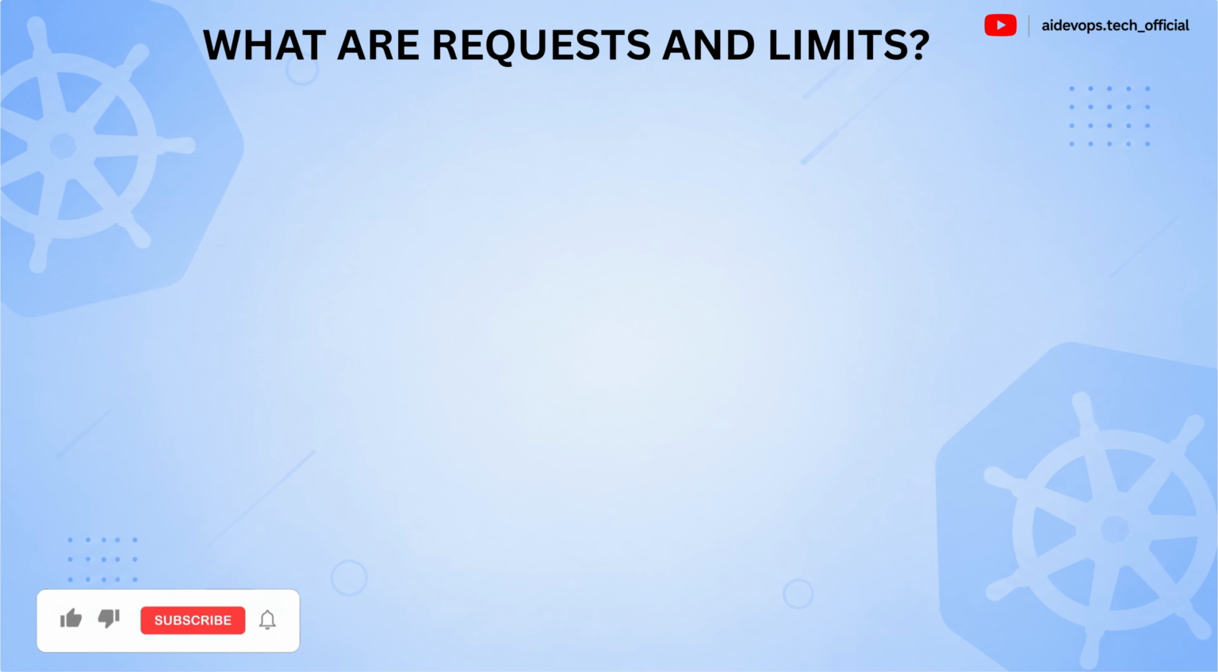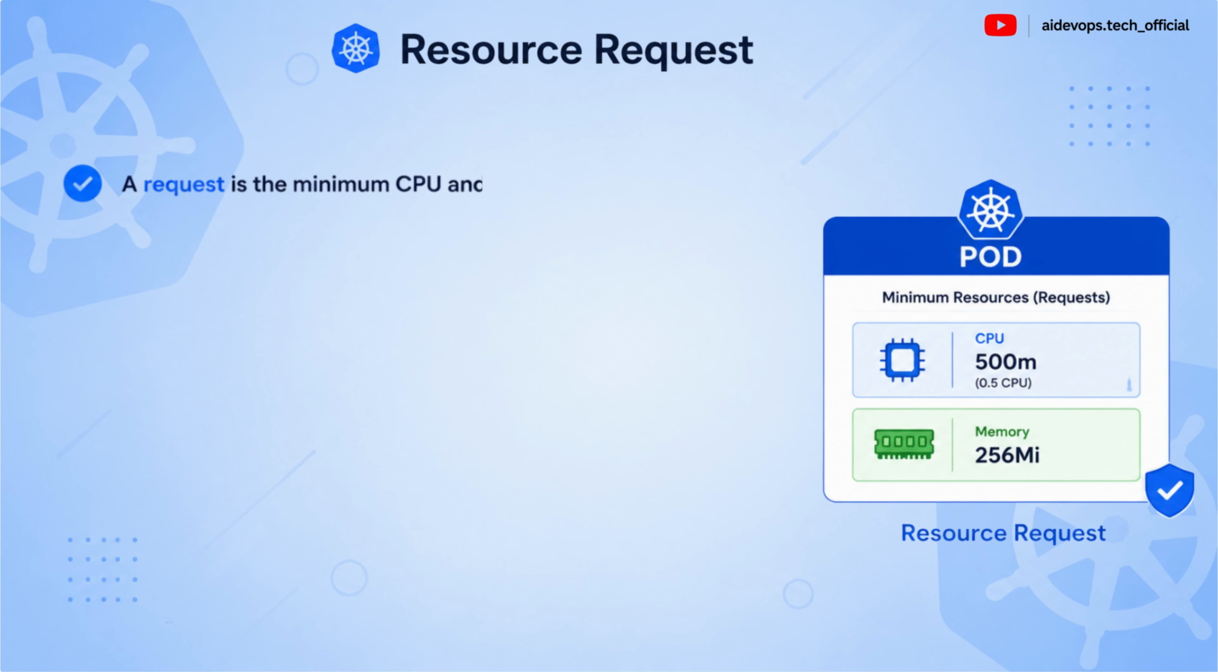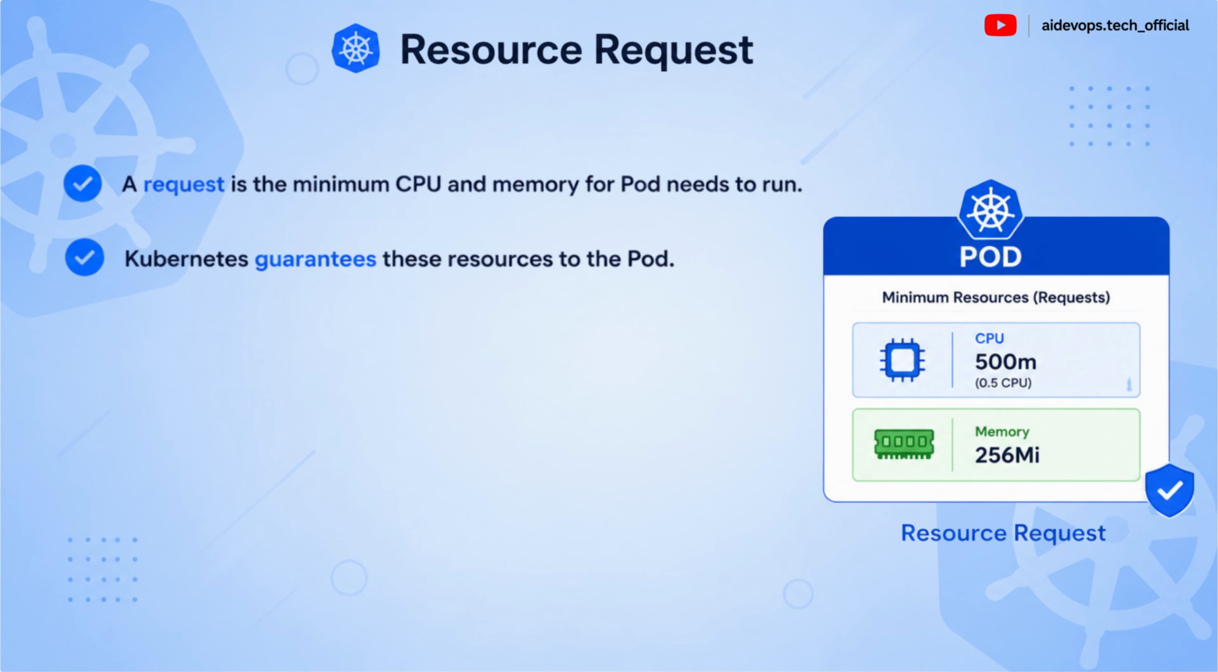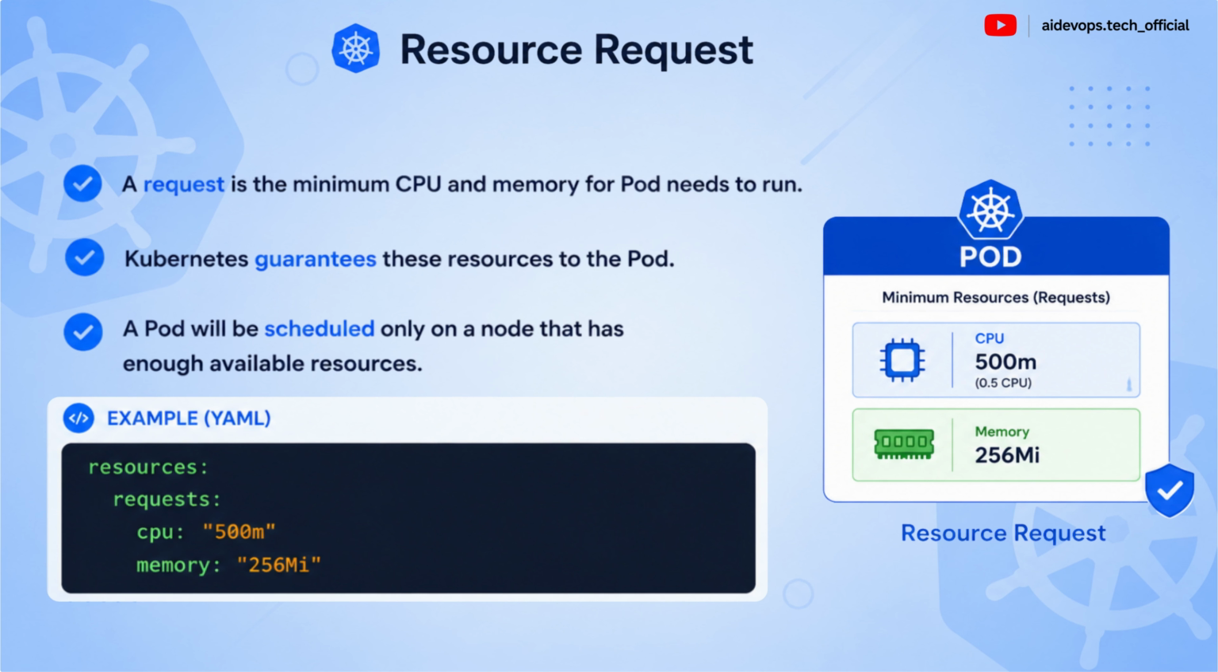So what are resource request and limit? Kubernetes gives two settings to control the resource usage for every container. A request is the minimum CPU and memory the pod needs to run. Kubernetes guarantees these resources to the pod, and a pod will be scheduled only on a node that has enough available resources. Below is an example for the resource request. This means the pod needs at least 500 millicore of CPU and 256 Mi of memory.